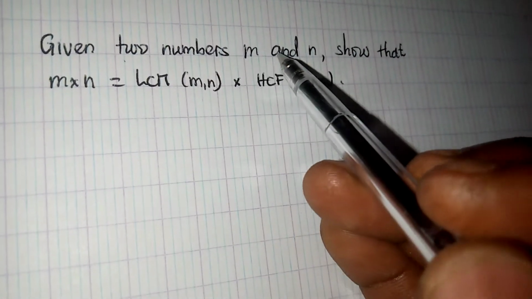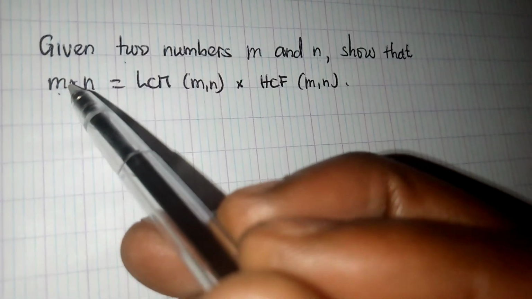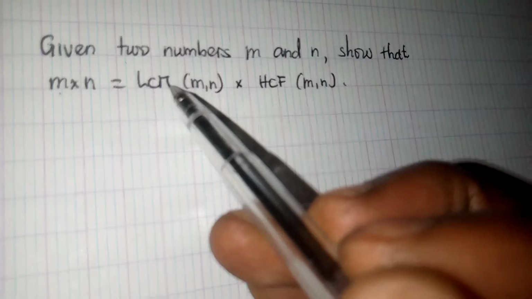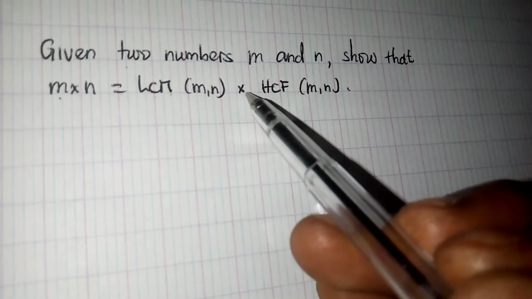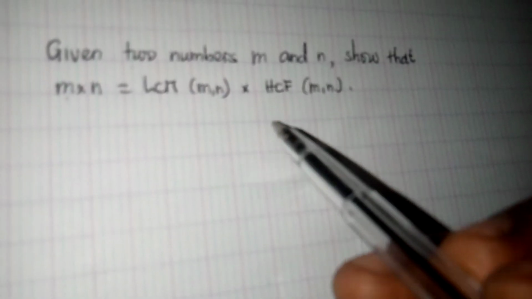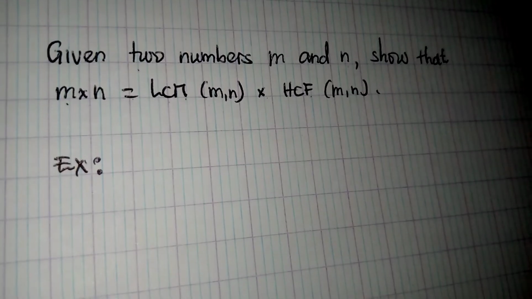Given two numbers m and n, show that the product of the numbers m and n is equal to the product of their LCM (lowest common multiple) and their HCF (highest common factor). So let's, for example, do it for two numbers.